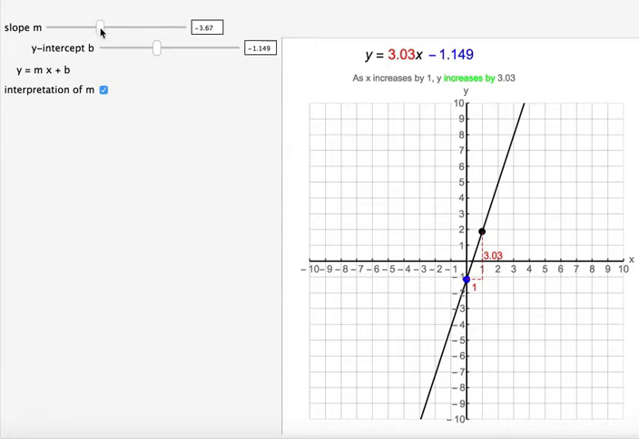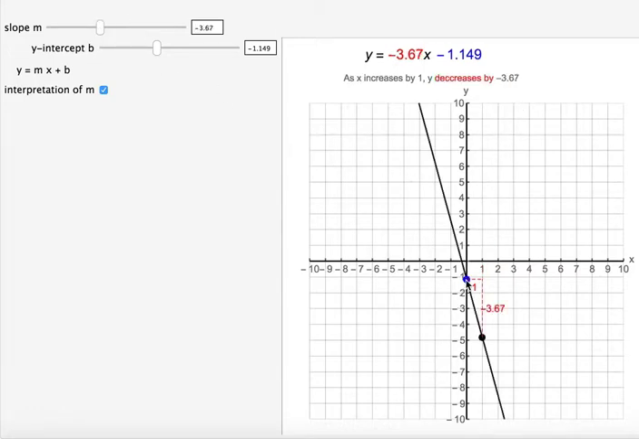If the slope is negative, what's going to happen is instead of increasing, it's going to decrease. So as x increases by 1, y is now decreasing by 3.67 because the slope is now negative 3.67. So as x increases, y decreases when the slope is negative. When the slope is positive, as x increases, y increases.